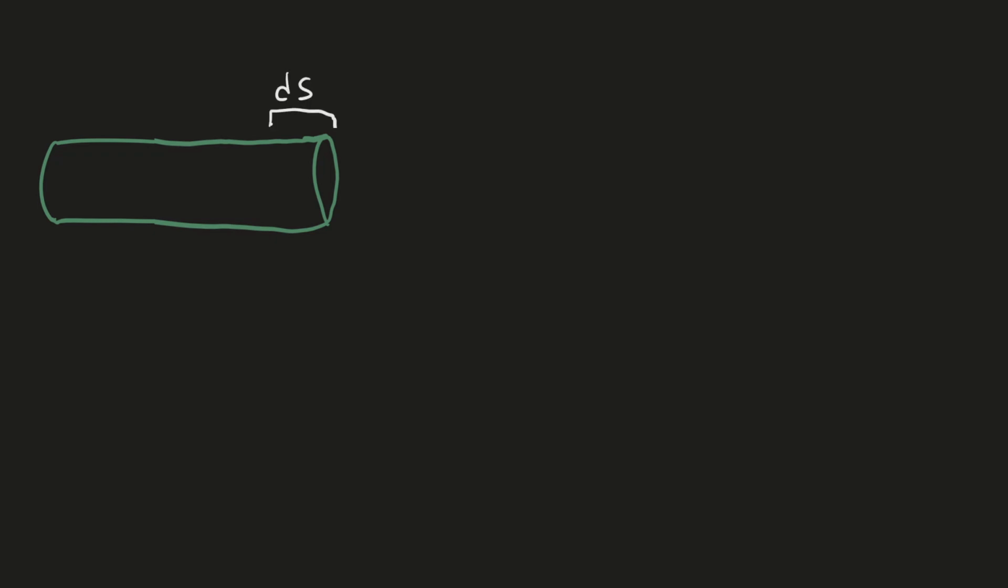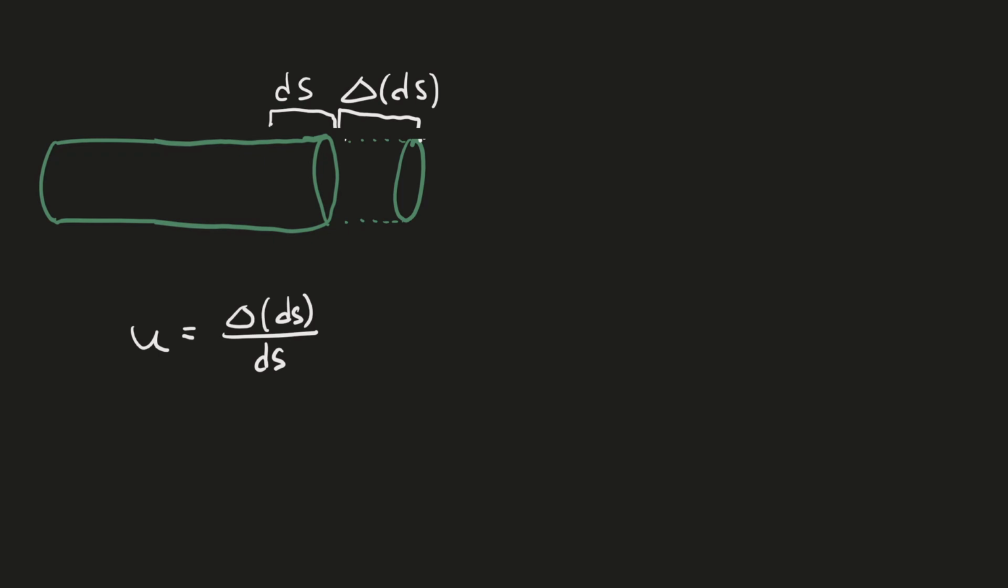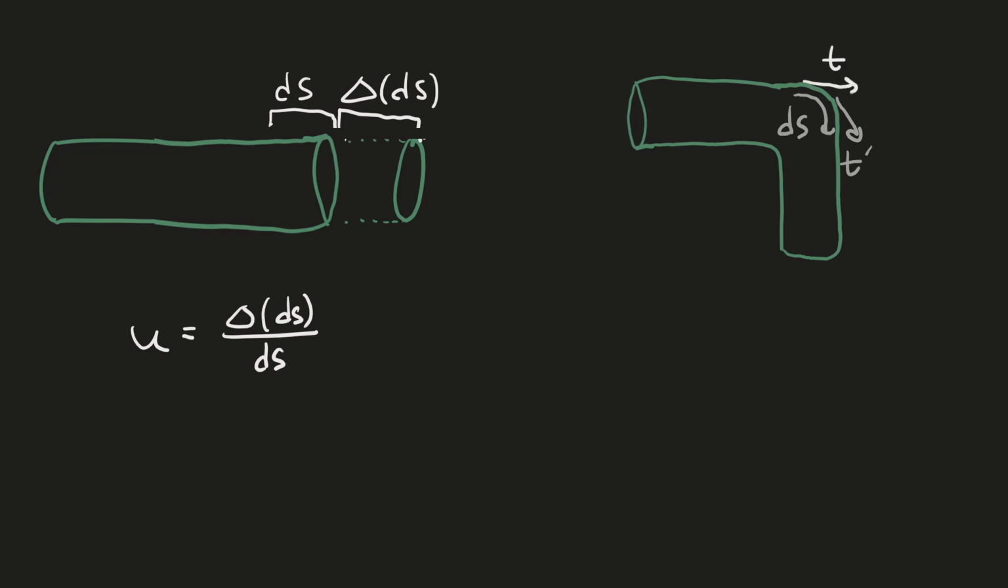We'll call the smallest unit of length ds. If we elongate the hose by an amount delta ds, the stretch u is the fraction of our fundamental length that the hose has been extended by. We can also bend this hose. Bending is simply changing the tangent vector. At a distance s from the end of the rod, the tangent vector is t. If we take a step ds along the bend, then the tangent vector changes by dt. So the bend beta is dt/ds.